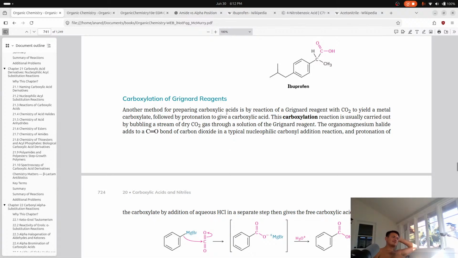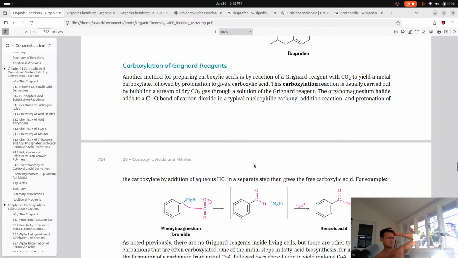All right, carboxylation of Grignard reagents. Another method for preparing carboxylic acids is by reaction of a Grignard reagent with carbon dioxide. Yeah, okay, so another way we can do it.